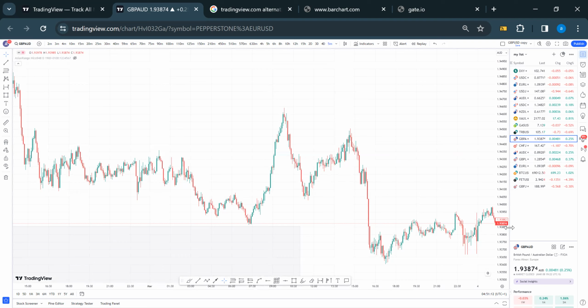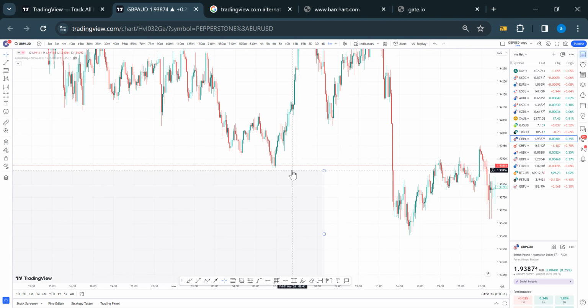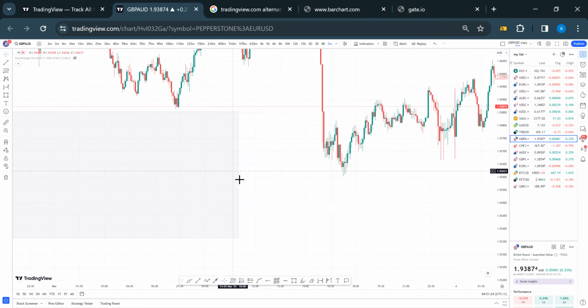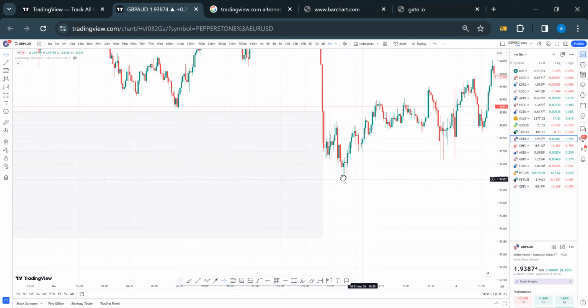Okay, we first have mitigation. It didn't actually mitigate, didn't actually get there. So we didn't have any entry there. So where we have clear entry, change of character and mitigation is here. So this one obviously enters our demand zone.